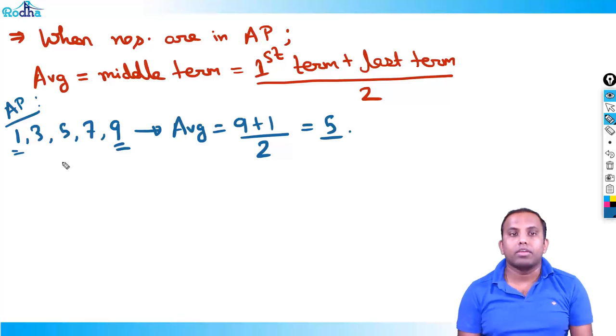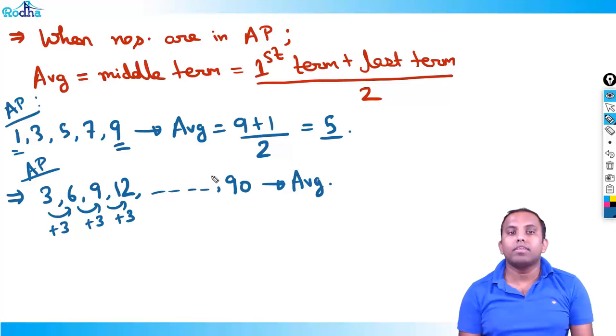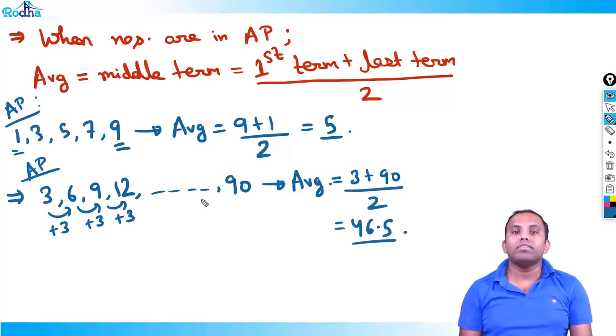Any number. Like suppose, what is the average of 3, 6, 9, 12, just written till 90? What is the average? I can see that this series is in AP, like 3 to 6. Again, difference plus 3, difference plus 3, difference plus 3, right? So this series is in AP. So what is the average? First term plus last term by 2 simply. That is 3 plus 90 by 2. That is 46.5. So the average of the series is 46.5, right?